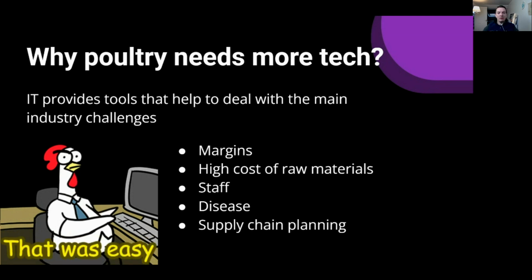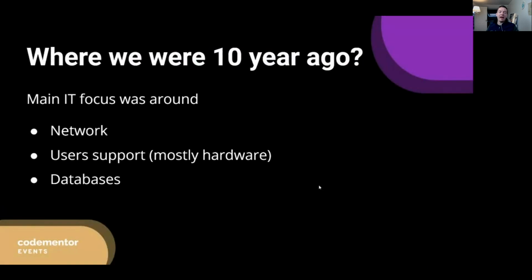Right. So now let's talk a little bit about what we had before, because like I said, I'm going to talk more about IT, right? And if we look at IT in poultry, for example, 10 years ago, all the IT jobs in the industry were around network, user support, and some database support. So if you think about an IT specialist back then, it was somebody who could help you plug your mouse into your computer or change the cartridge in the printer.